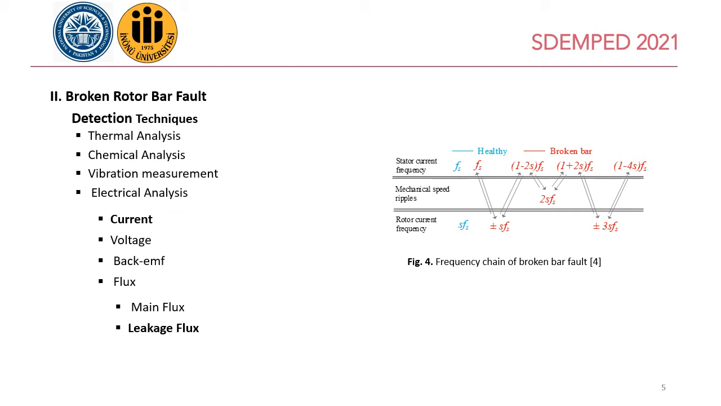Figure 4 presents the signatures for Fs for the stator current in the healthy case, and all others, like (1-2s)Fs and other signatures for the frequency components of the broken bar faults.